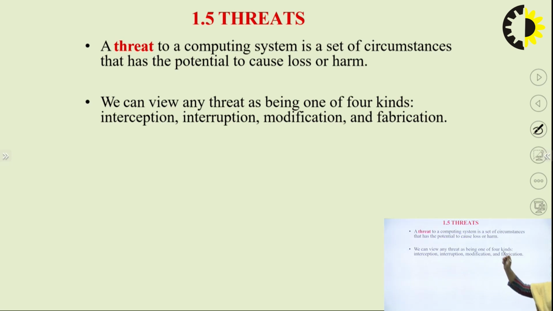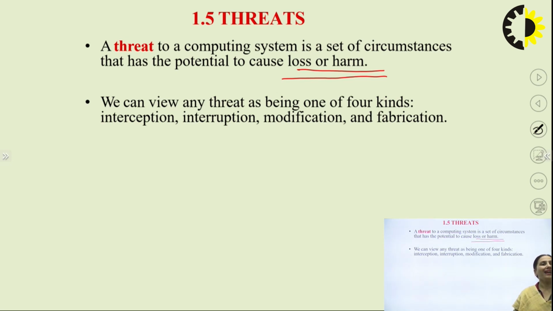Now, threats, a very, very important topic in CSS, right? We need to study it properly because it is a very important topic. A threat to a computing system is a set of circumstances that has the potential to cause loss or harm. If there is any type of threat in the system, it has the potential to cause loss and harm, which may lead to further consequences. So we always want to keep our system free from these threats, using one measure or mechanism or another.